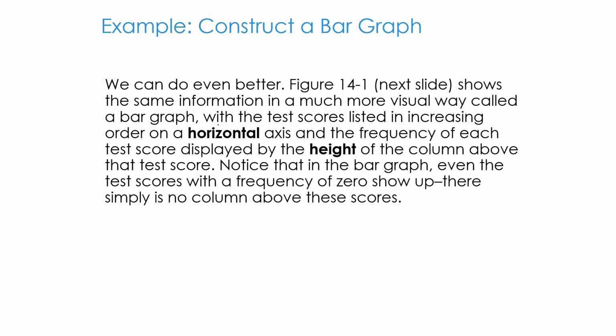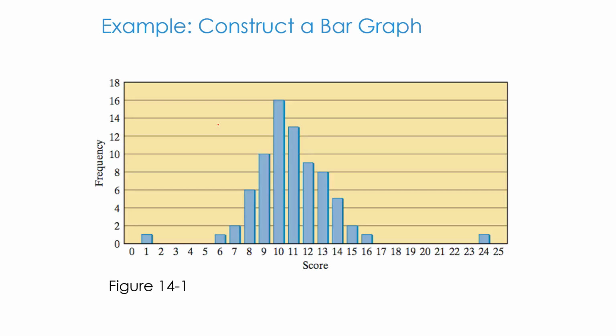And the frequency, with the test scores listed in increasing order on a horizontal axis and the frequency of each test score displayed by its height of the column above that test score. Notice that in the bar graph, even the test score with the frequency of 0 show up there, simply as no column above these scores.